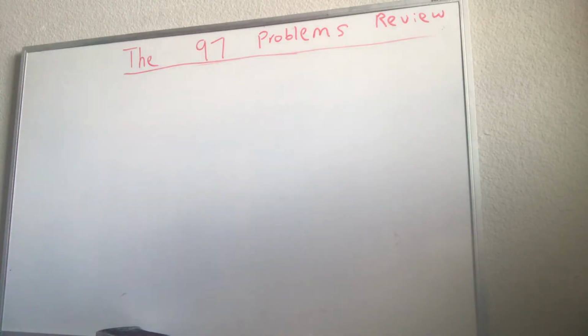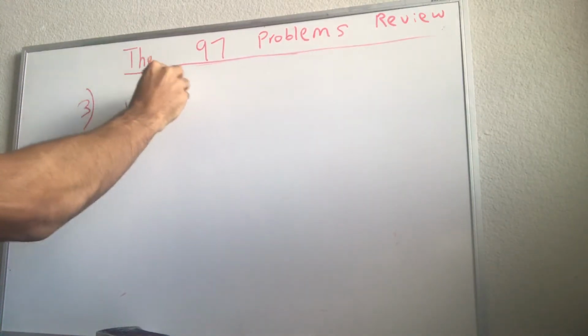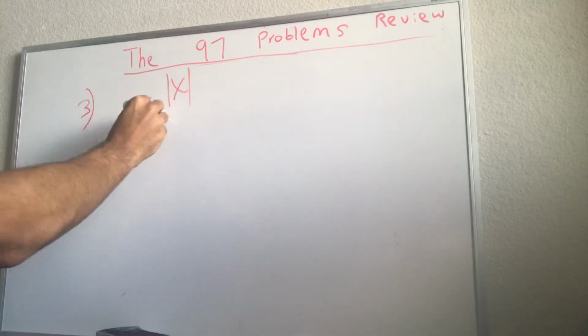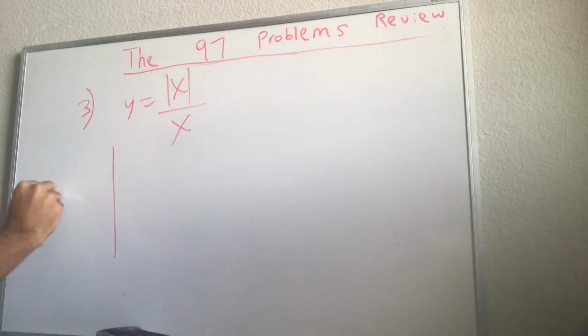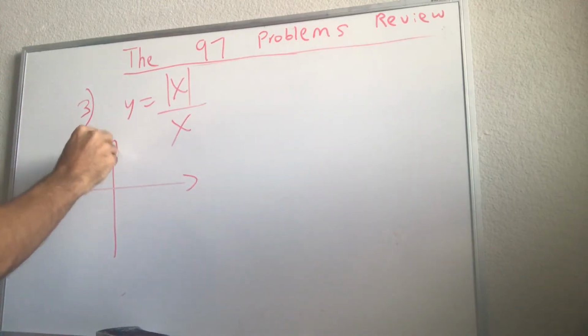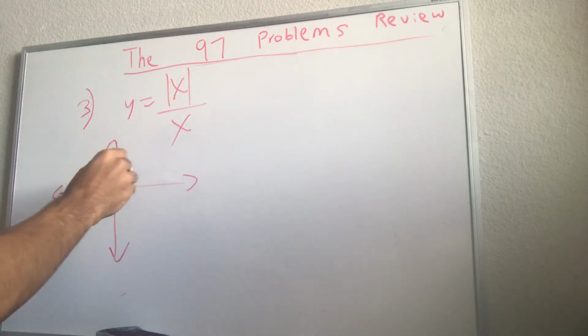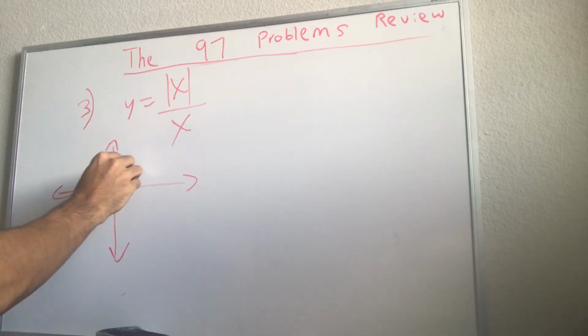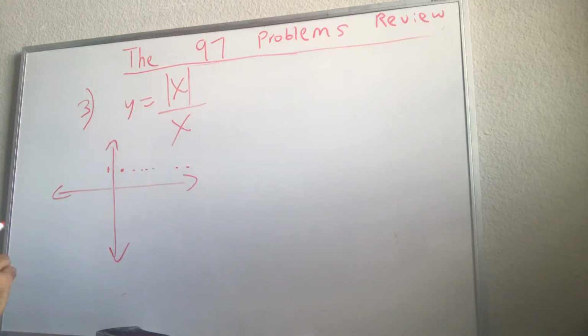And so the third problem I have over here is y is equal to the absolute value of x divided by x. And we want to graph this, right? So let's say we have our x-axis and our y-axis here. And so let's take any value. For instance, if we take 1, well, 1 divided by 1 is 1. 2 divided by 2 is also 1. So if you think about this, it's something like this, where this is 1. You have this and it's ongoing, right?